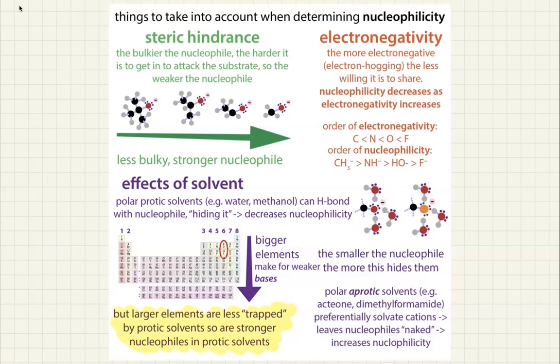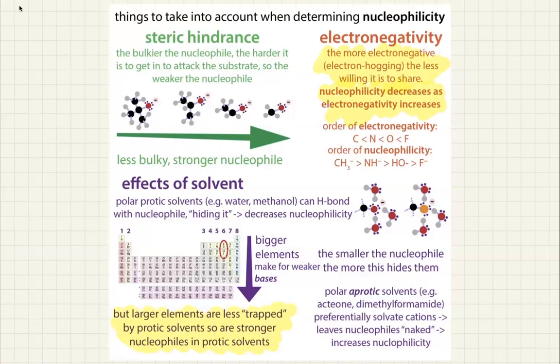We also can take into play electronegativity. So the more electronegative something is, the less willing it is to share its electrons. And if we talk about a nucleophile, its goal in life is to share electrons. So if you have something that's more electronegative, then it's going to be less nucleophilic. So nucleophilicity decreases as electronegativity increases. More electronegative, less nucleophilic.